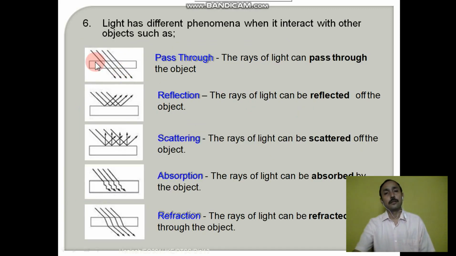These are different phenomena of light when it interacts with other objects, such as a glass surface. When light passes through, it is transmitted. When it is reflected, this is reflection of light. When it is scattered, this is scattering of light. When the light is absorbed, it is absorption of light. When it is refracted, this is refraction of light. That means the angle is changing. When there is no change in angle, it passes through.